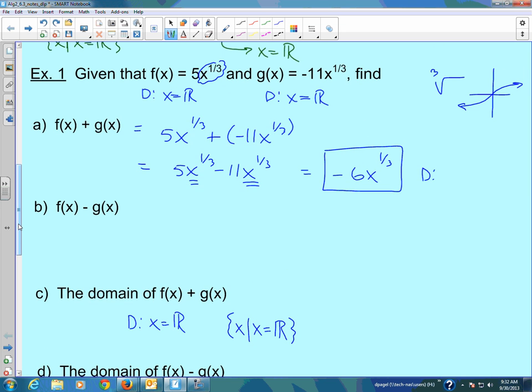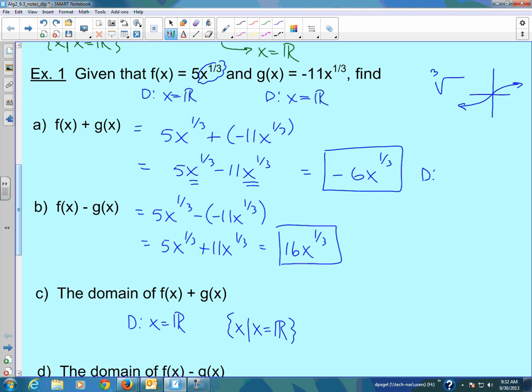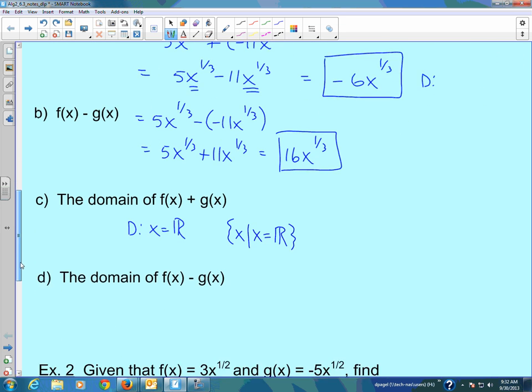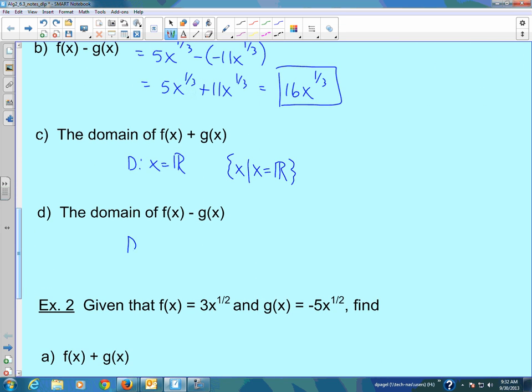What about g now being subtracted? So we say f of x, 5x to the 1/3 minus negative 11x to the 1/3. Now we're actually adding them together, and we get 16x to the 1/3. And again, a situation where I end up with the same type of function, a cube root function. So the domain can be x's are all reals. Everything works for that value.